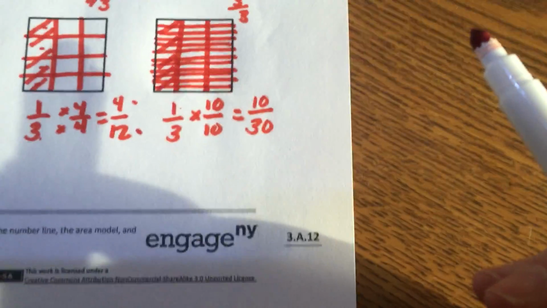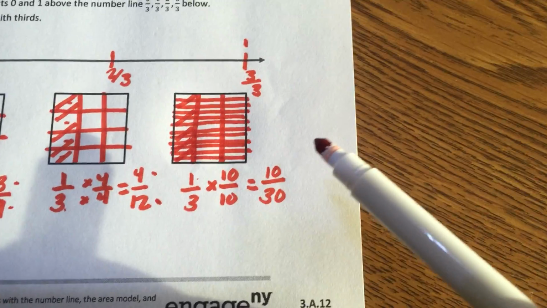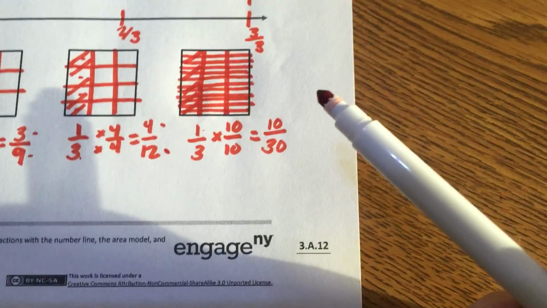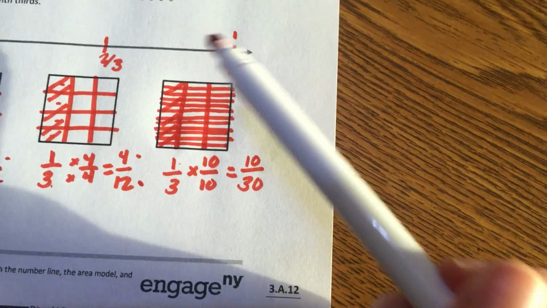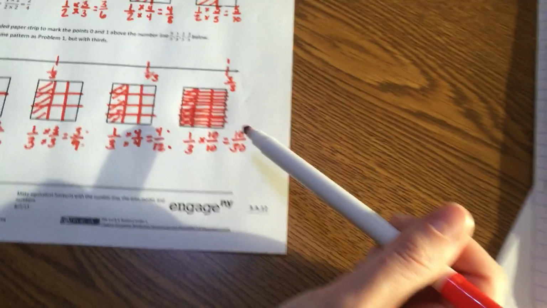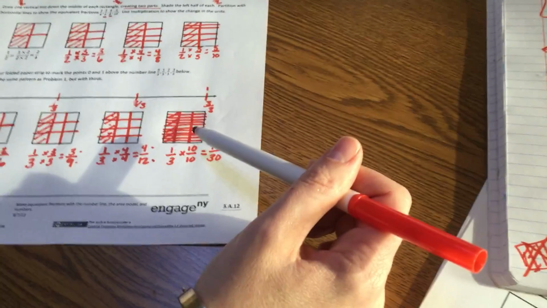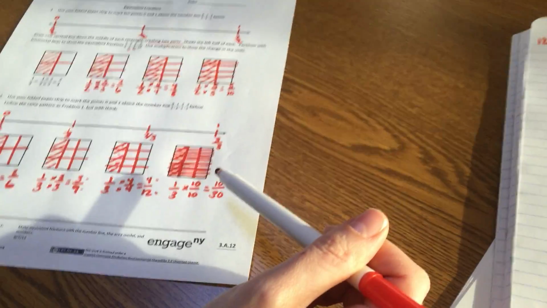That's hard to show, isn't it? Don't you think we would need a bigger area model to show that? For sure. That's kind of mean. I don't think I would make you show 30 total pieces, but you never know, right? So our picture should always match our equivalent fraction. Whenever you're multiplying, you multiply top and bottom by the same number to get your equivalent fractions.